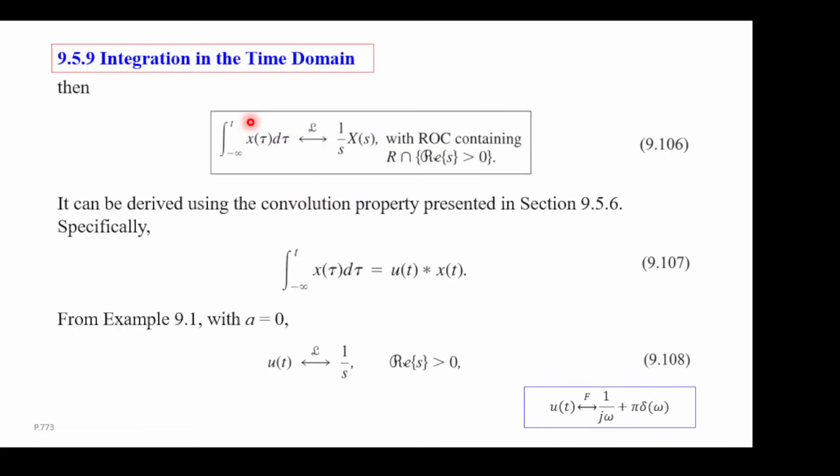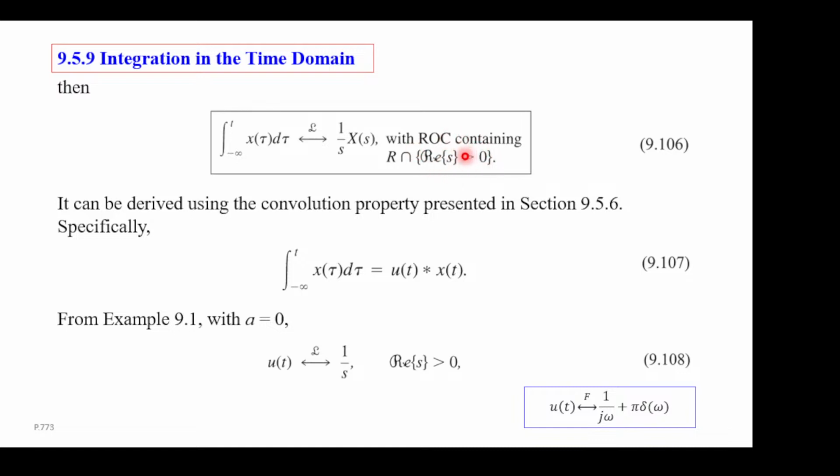Anyway. So integration in Laplace transform, you can think of it as the inverse of differentiation. When you do differentiation, you get s times big X of s. So for integration, you get 1 over s to cancel the s. And the ROC is the intersection of your original ROC, but now you get the extra pole at 0 from this 1 over s, so you need to take the intersection with real part of s bigger than 0.